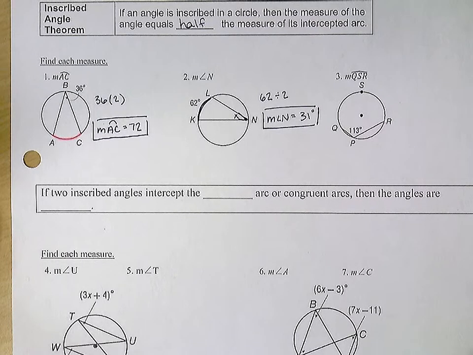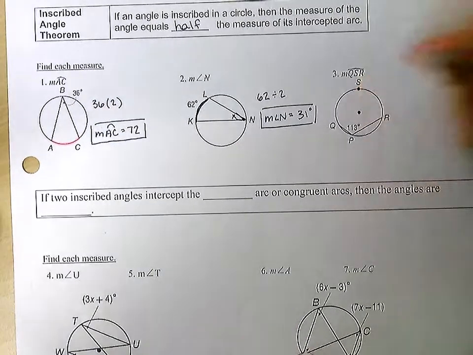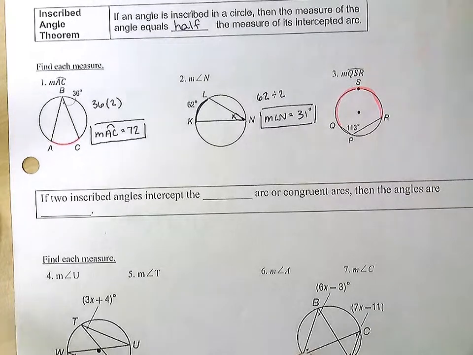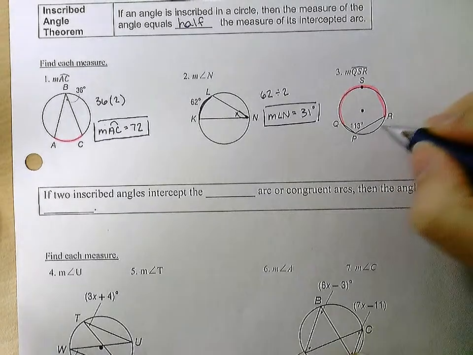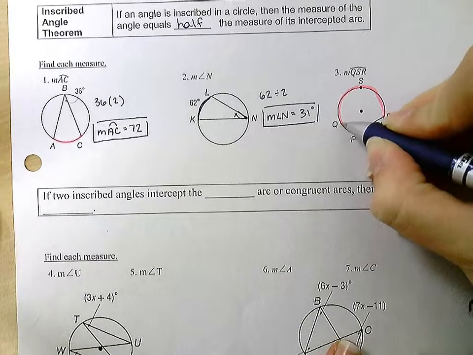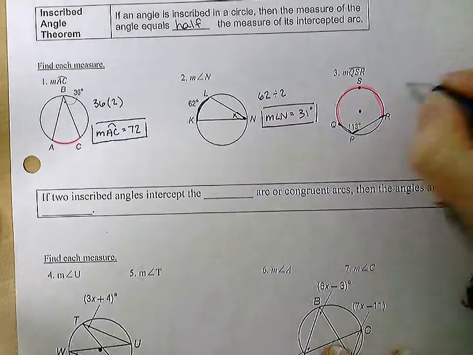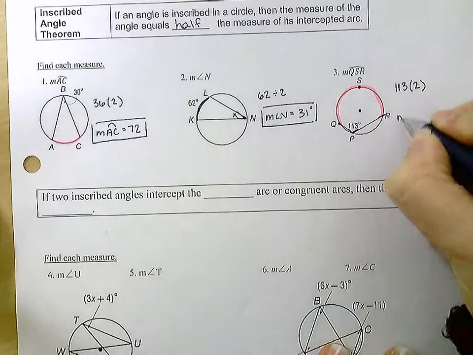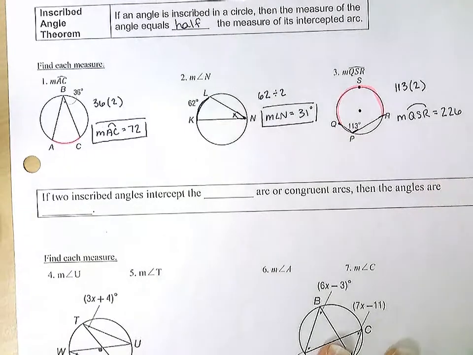Then last one in this section. We're looking for the measure of arc QSR, from point Q to point S to point R, all the way around the outside there. I know that my inscribed angle that intercepts that arc right there is 113 degrees. So what can I do with that to find that intercepted arc? Multiply by 2. 226. So the measure of arc QSR is 226.